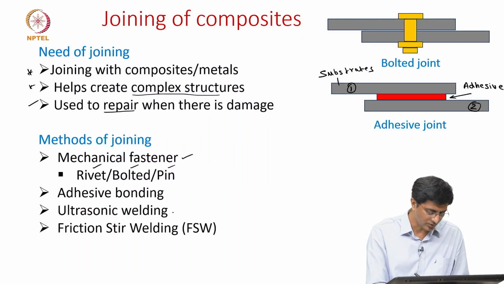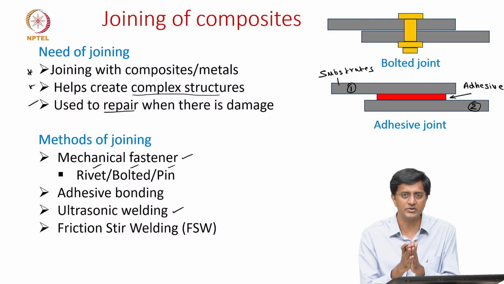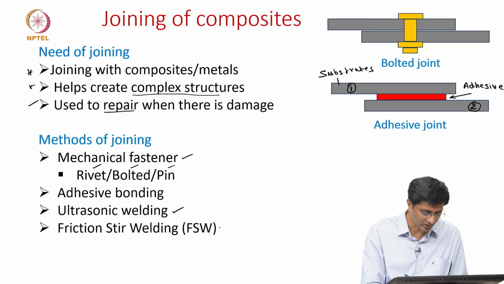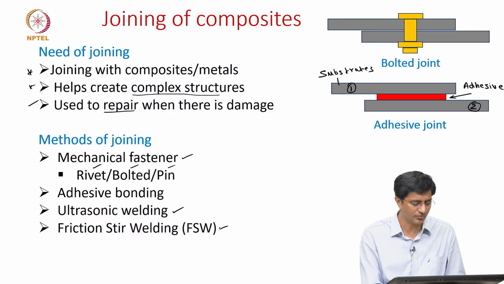We can also see ultrasonic welding, where they use high frequency waves to melt the surface of the composite. Once you melt the surface, then you can join it because of the melt. And the other commonly used method is friction stir welding. Again, we use friction to help with the welding of two composite parts.